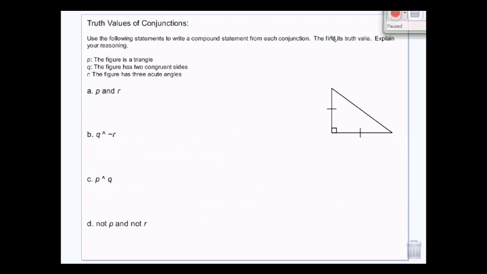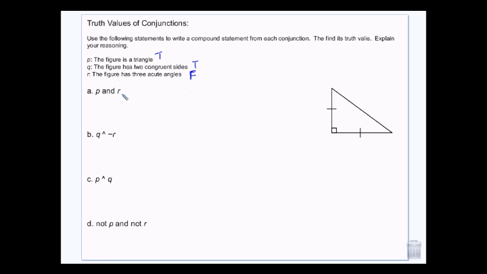When we look at the truth value of conjunctions, I've got three statements. The figure is a triangle, the figure has two congruent sides, the figure has three acute angles. Okay. Let's just look at these for right now and say whether these are true or not. Okay, the figure is a triangle. Here's our figure. Would you agree that's true? The figure has two congruent sides? True. The figure has three acute angles? False, because it's a right triangle, right?